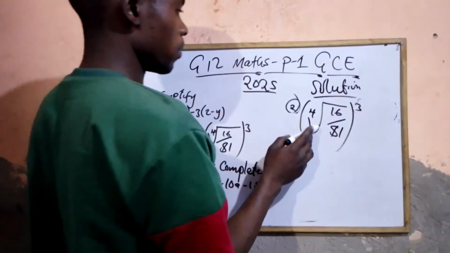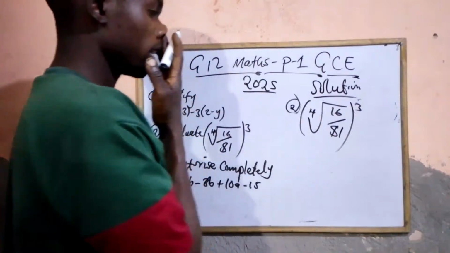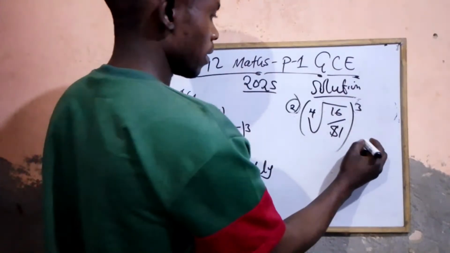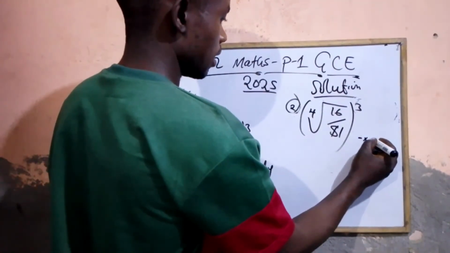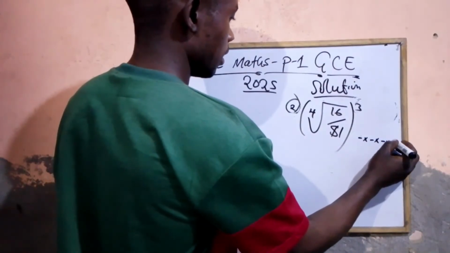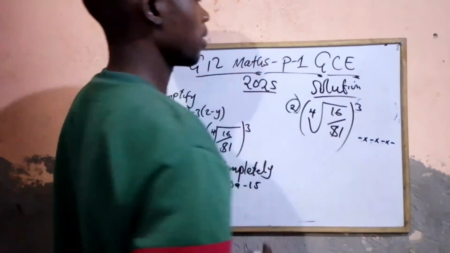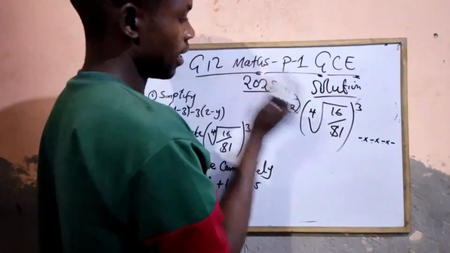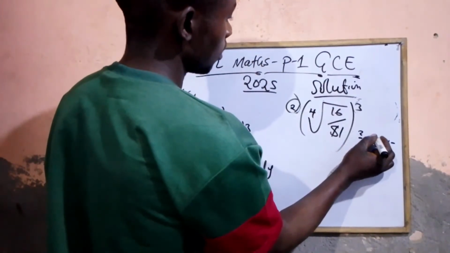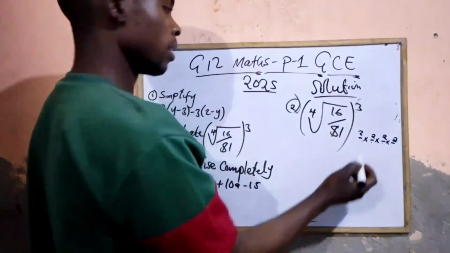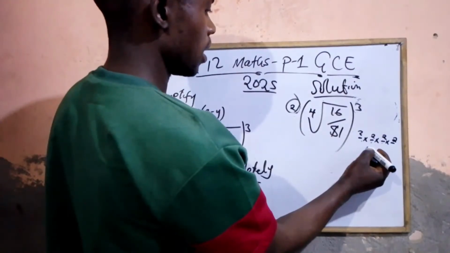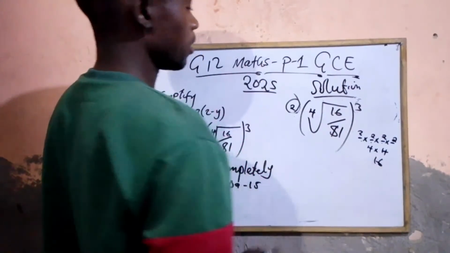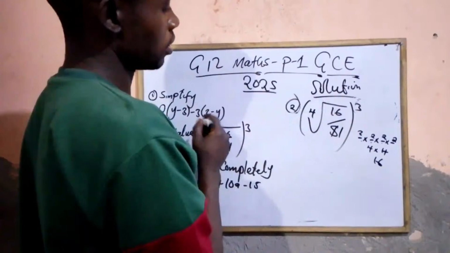So we're going to say the fourth root of 16. Let's think of numbers which, when multiplied like this, 1, 2, 3, 4, should give you 16, and these numbers are 2, 2, 2, 2, because 2 times 2 is 4, and 2 times 2 is 4, and 4 times 4 is 16. So that means the fourth root of 16 is 2.